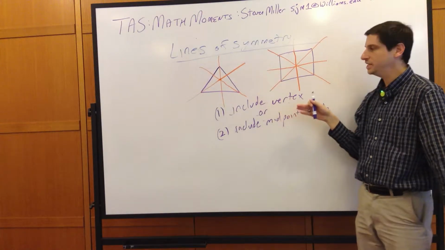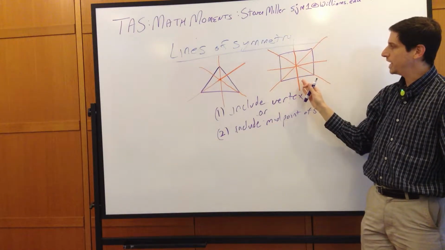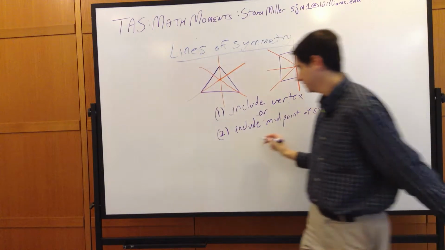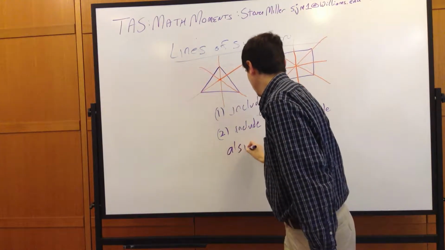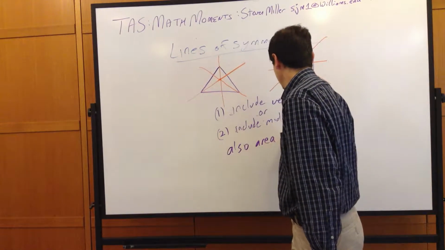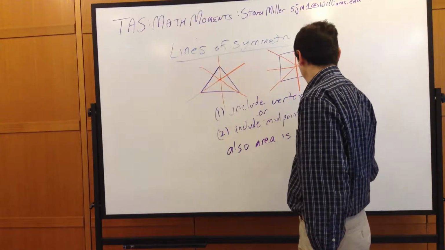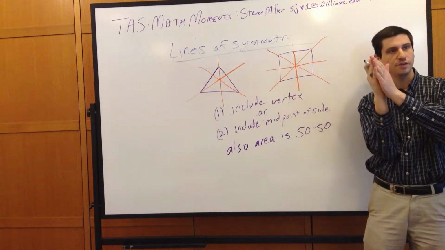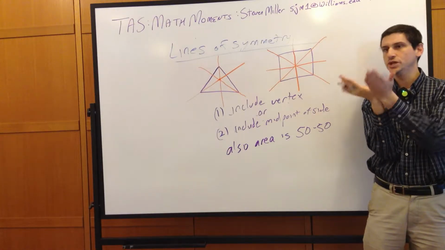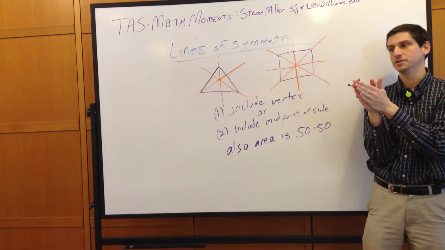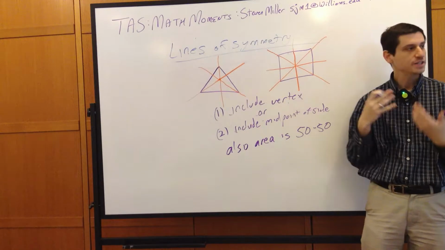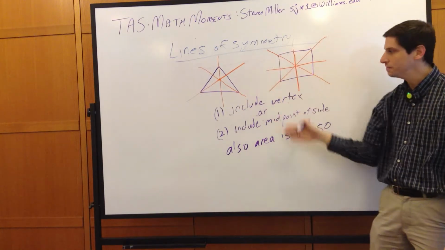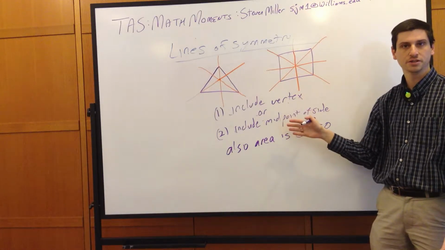Another thing which is really nice is when I have a line of symmetry, I have to split the area 50-50. Also, area is 50-50. Because I'm folding it onto itself and I'm completely covering, so each of the two regions must have half the area. So when I'm trying to figure out what are the possible lines of symmetry, we now have a lot of things to help us going through the list.